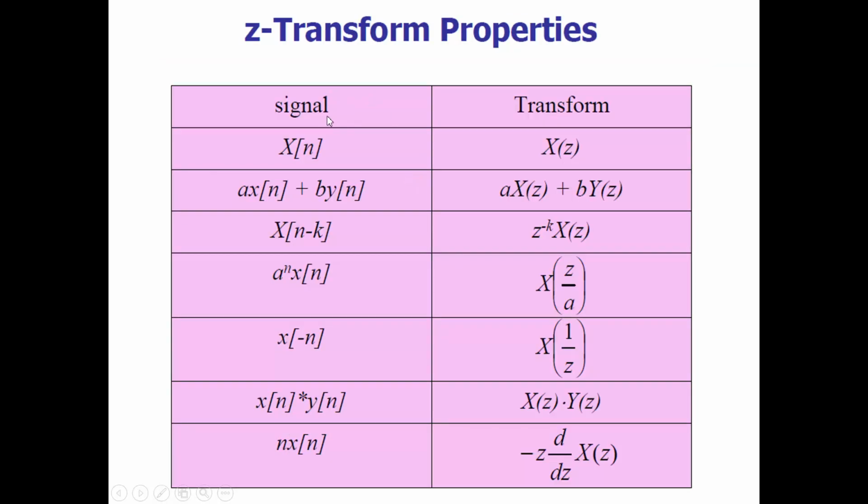Now this is the signal and this is the equivalent transform. x[n] is X(z). a x[n] plus b y[n] will be a X(z) plus b Y(z). So x[n-k], when x is delayed by k units of time, will be z to the power minus k X(z). a to the n x[n] will be X(z/a). x[-n] is X(z to the power minus 1). x[n] convolved with y[n] will be equal to X(z) times Y(z), and n x[n] will be minus z d/dz of X(z). All right, so these are some standard z transform properties.